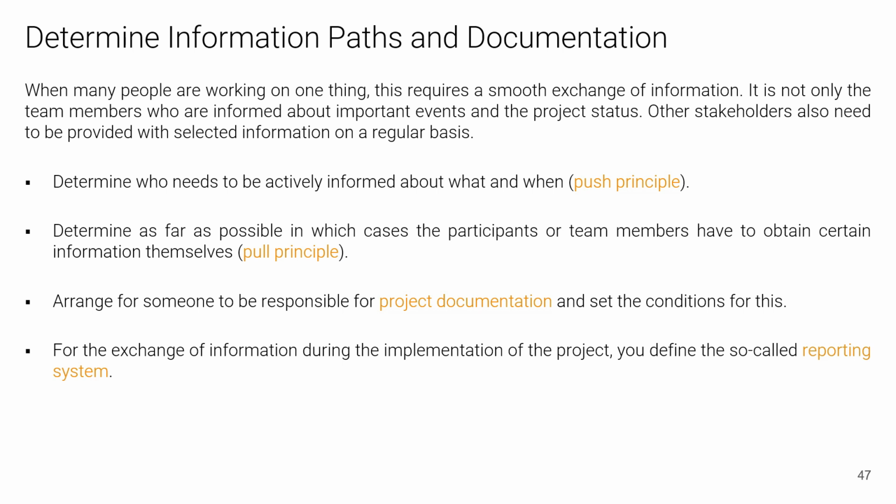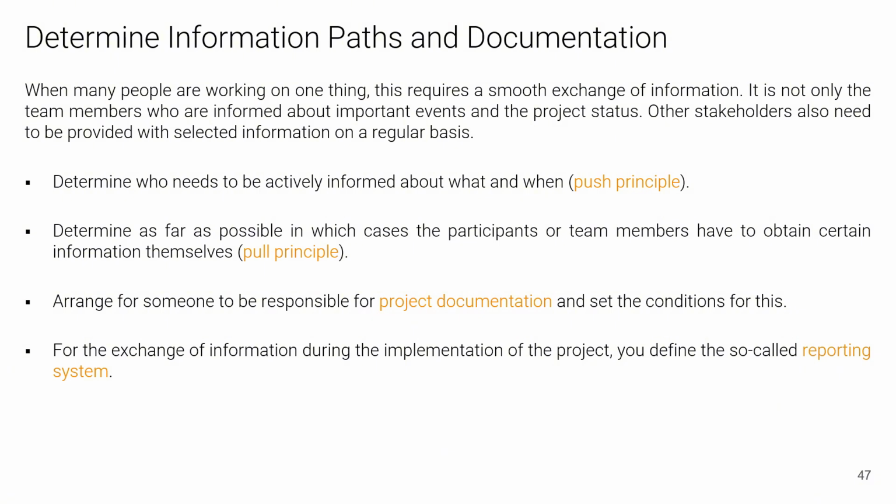Four important points we should always remember are: first, determine who needs to be actively informed about what and when. It's called the push principle. Use the stakeholder analysis for this purpose. Second, determine as far as possible in which cases the participants or team members have to obtain certain information themselves. It's called the pull principle. Regulate all access options. Whoever is looking for information should be able to find it without barriers.